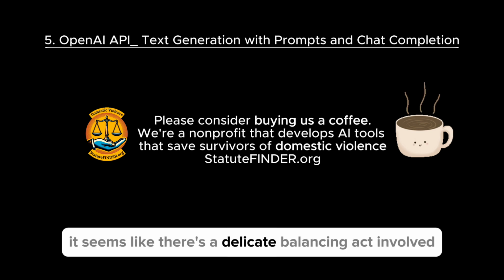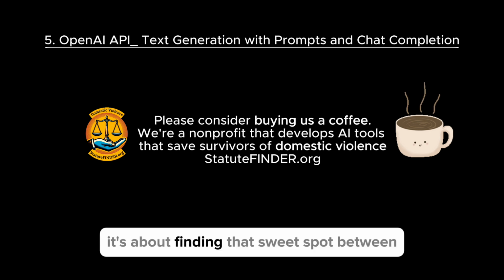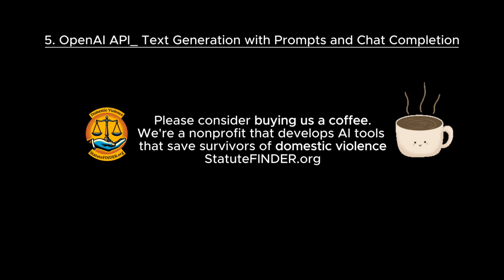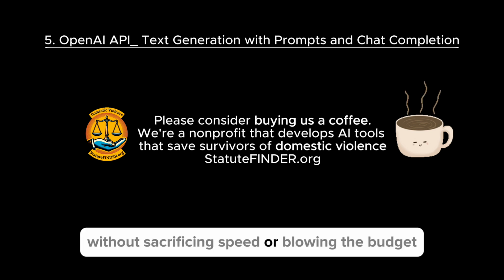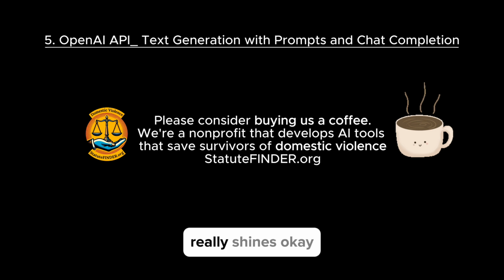Exactly. It seems like there's a delicate balancing act involved in managing context effectively. It's about finding that sweet spot between providing enough information for accuracy without sacrificing speed or blowing the budget. You nailed it. And that's where the skill of a prompt engineer really shines.